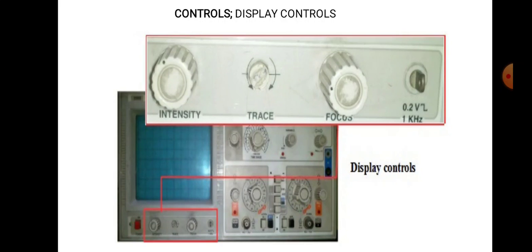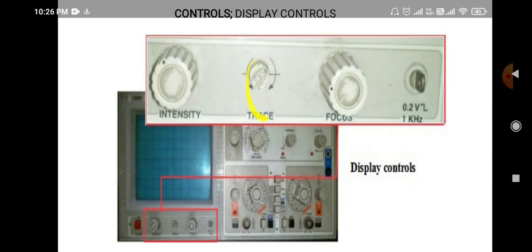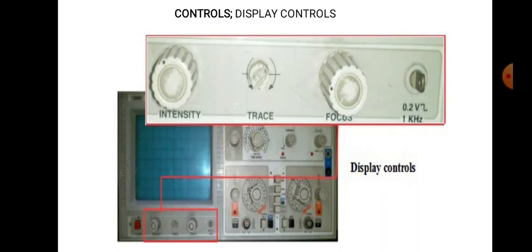The second point here is the trace controller. This trace controller is used to rotate the trace on the CRO screen. Whatever waveform we are getting, we can rotate that trace by making use of this trace controller.